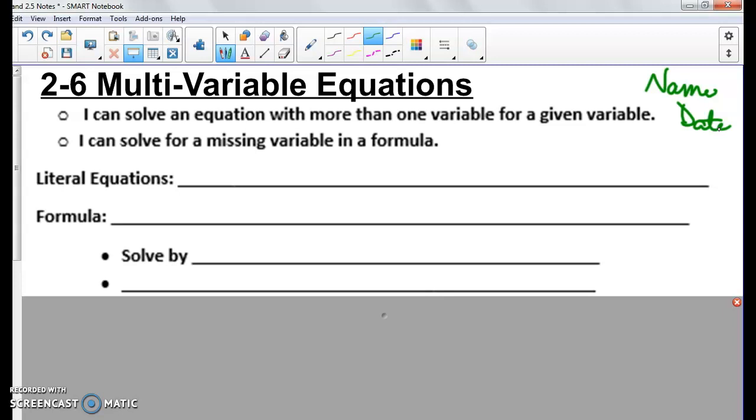Alright, our learning targets for today are that I can solve an equation for more than one variable for a given variable, and I can solve for a missing variable in a formula. So our learning targets are that we can solve an equation with more than one variable for a given variable, and I can solve for a missing variable in a formula. So first things first, our literal equations are equations with more than one variable.